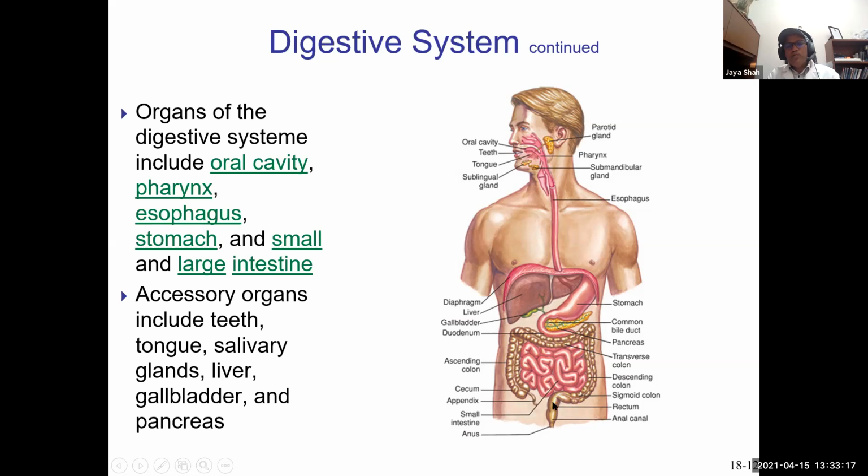and then it twists like a letter S. That's why it is sigma later. So we call it sigmoid colon. And then you have rectum and anal canal and anus. Rectum is the location where we store feces, okay?